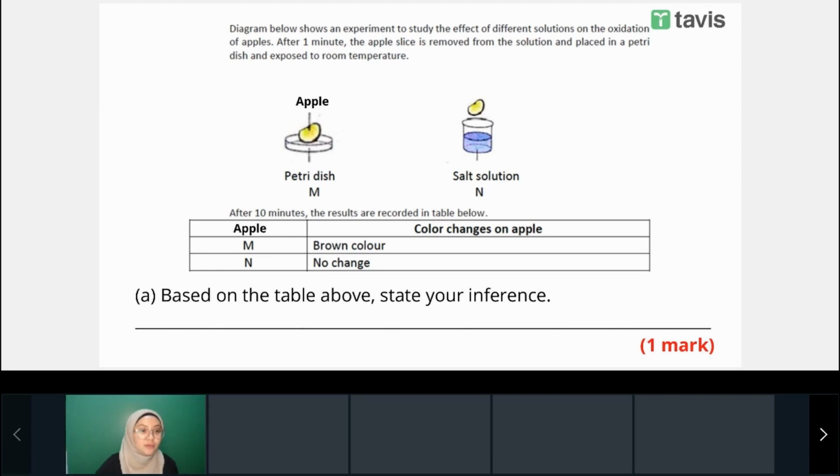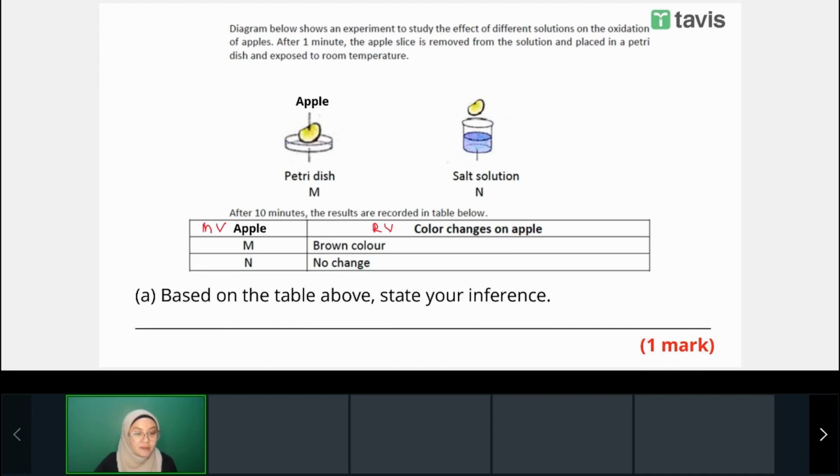So how to tackle this kind of question: you have to find the MV and RV first. If they give you a table, the one on your left side will be the MV, the apple, either exposed to the room temperature or immersed in the salt solution. On the right side will be your responding variable, the color changes of the apple. Color changes indicate your oxidation process.